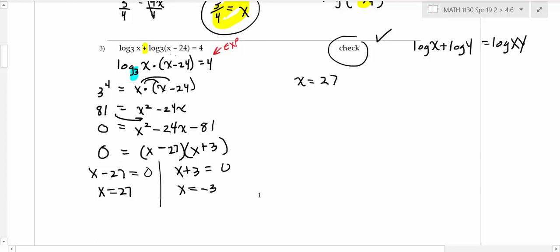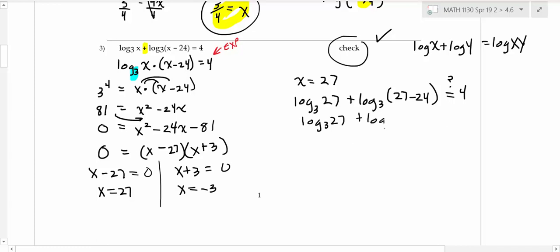So if you plug it in, you would get log base 3 of 27 plus log base 3 of 27 minus 24, and we're going to see if that's equal to 4. You're not going to do this on your calculator. You don't need to do this on your calculator. So this would just be log base 3 of 27 plus log base 3 of 3 like that.